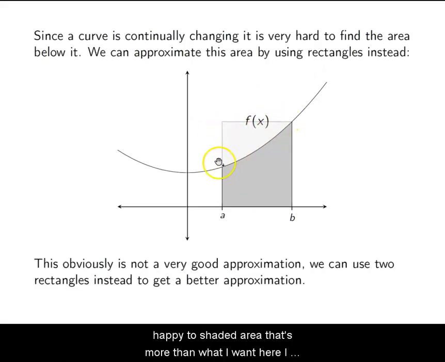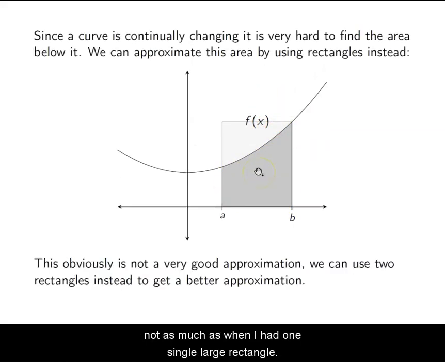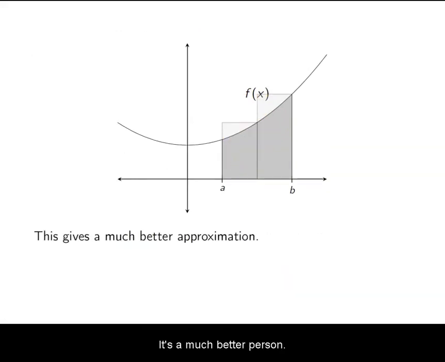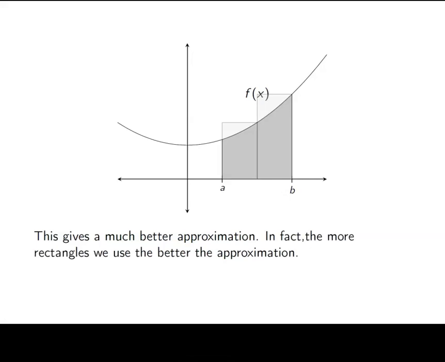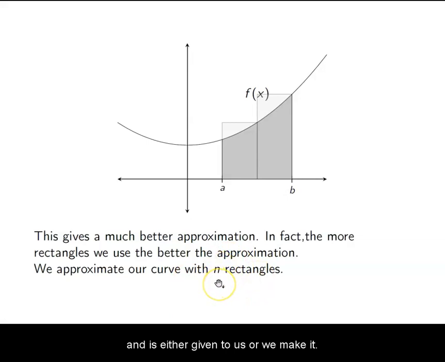Okay, so here I have a huge shaded area that's more than what I want. Here, I still have more than I need by using two rectangles, but it's not as much as when I had one single large rectangle. Okay, it's a much better approximation. In fact, the more rectangles I use, the better my approximation is going to be. So generally what we're going to do is approximate our curve using n rectangles, where n is either given to us or we make it as large as we want it to be, basically.